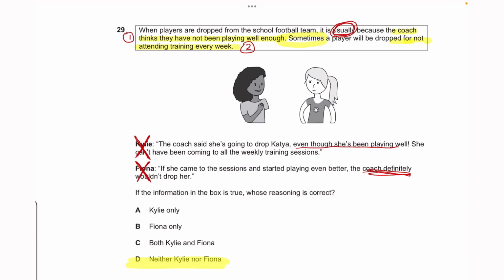Neither Kylie nor Fiona's reasoning is correct. Boys and girls, this question is a detect reasoning errors, analogies and anecdotes question, and question 38 in the 2021 paper was a very similar question to this. In both questions, the two individuals are referring to a third party. Students have to deduce whether each individual statement has correct reasoning within. So that's the answer to question 29.